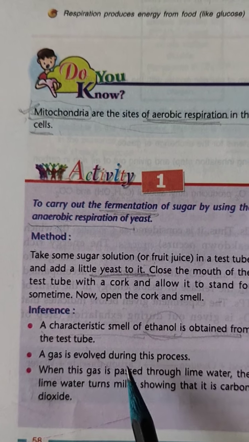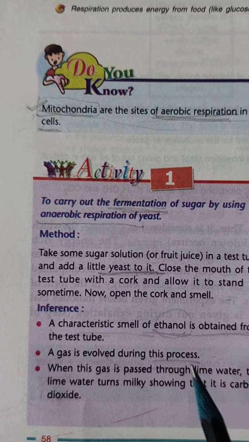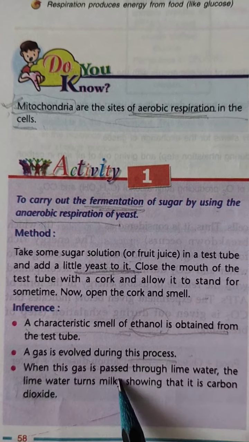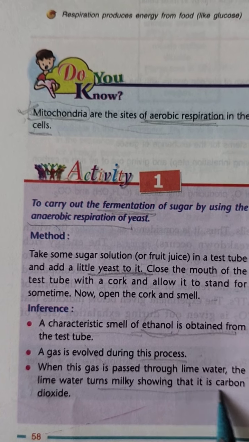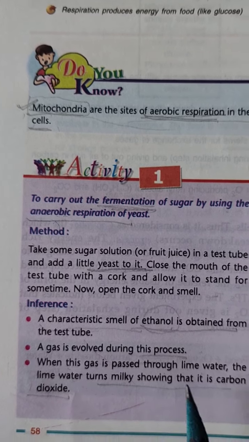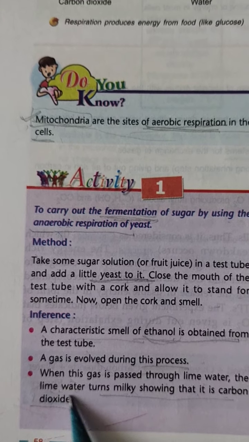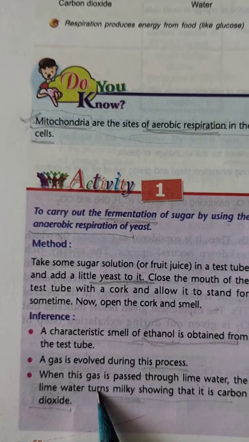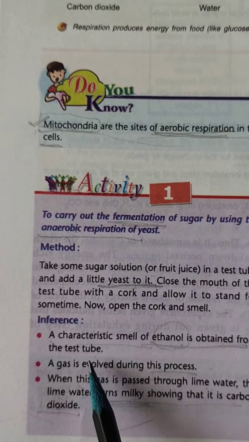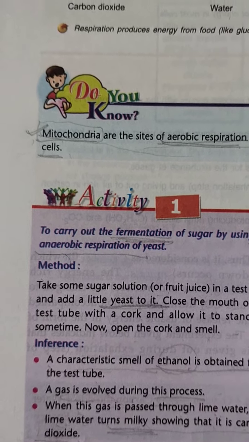And a gas is evolved during this process. The gas evolved is carbon dioxide. When this gas is passed through lime water, the lime water turns milky, showing that it is carbon dioxide. Whenever carbon dioxide reacts with lime water, how does it react? It reacts to form a milky solution. That is how we get to know that the gas evolved in this process was carbon dioxide.